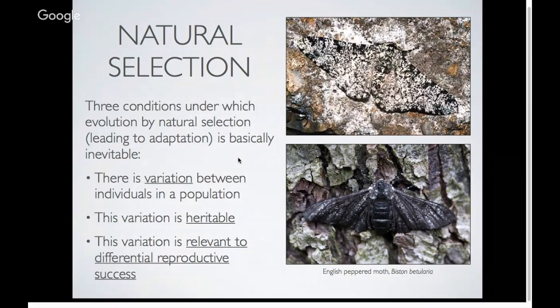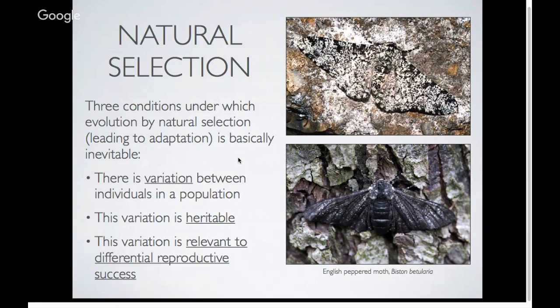In other words, the prevalence of one feature, the light color or the dark color, becoming more frequent over time because of the environmental context that the population lives in. So this sort of thing happens in nature and can be observed if there are three conditions present. And natural selection leading to adaptation is essentially inevitable if these three conditions are present. In other words, we think of this as almost algorithmic. As long as you have these features happening, it will happen like a machine.